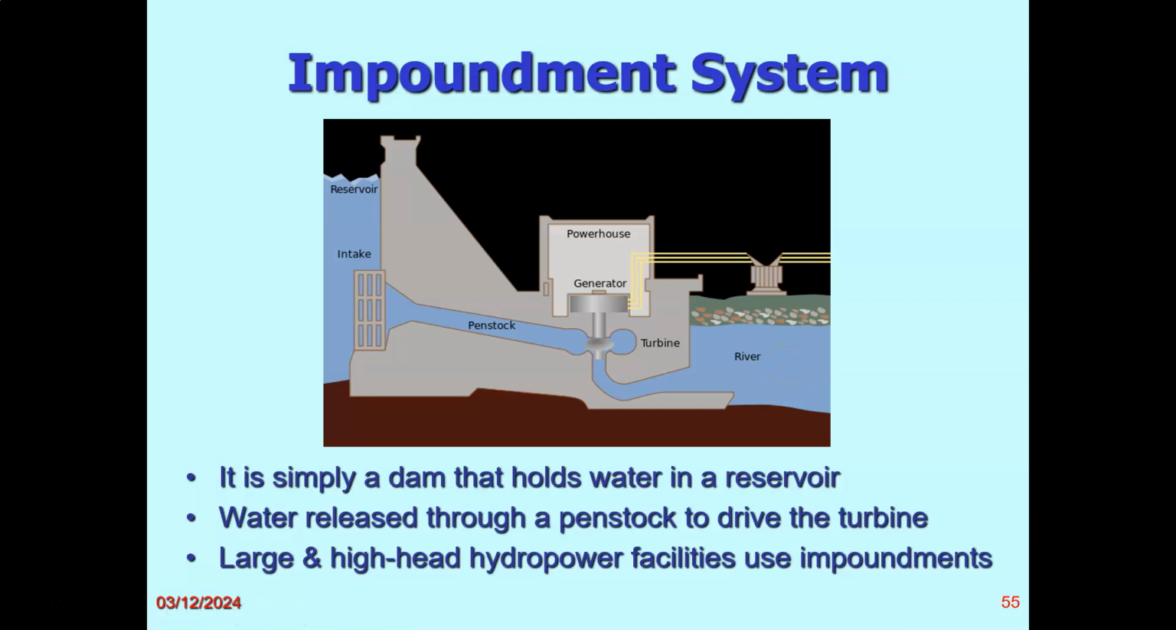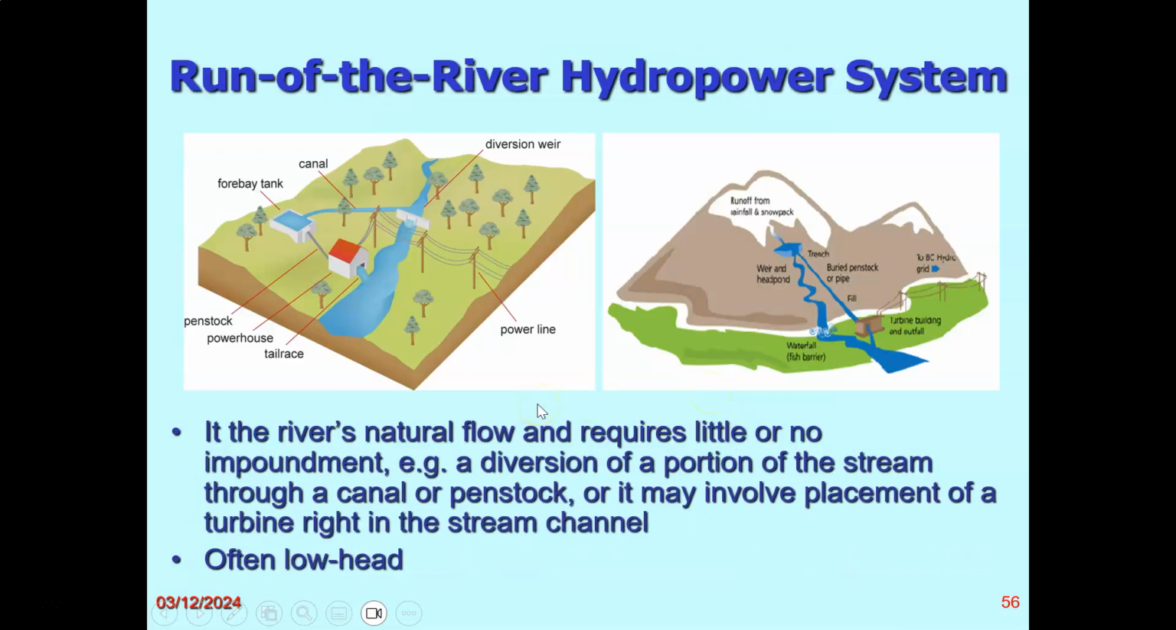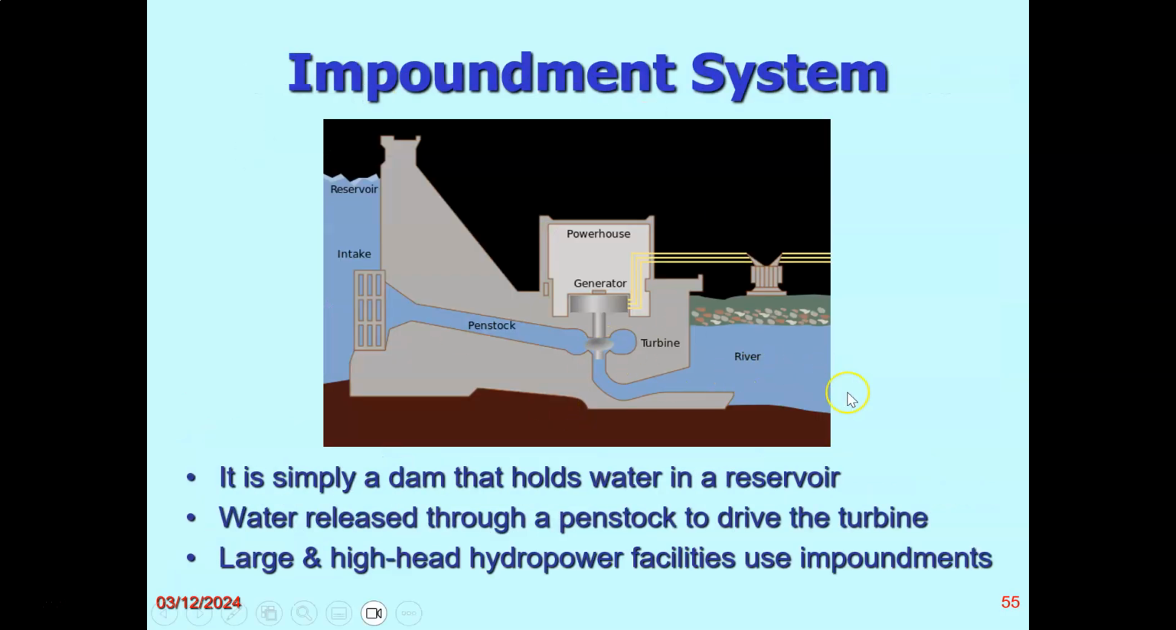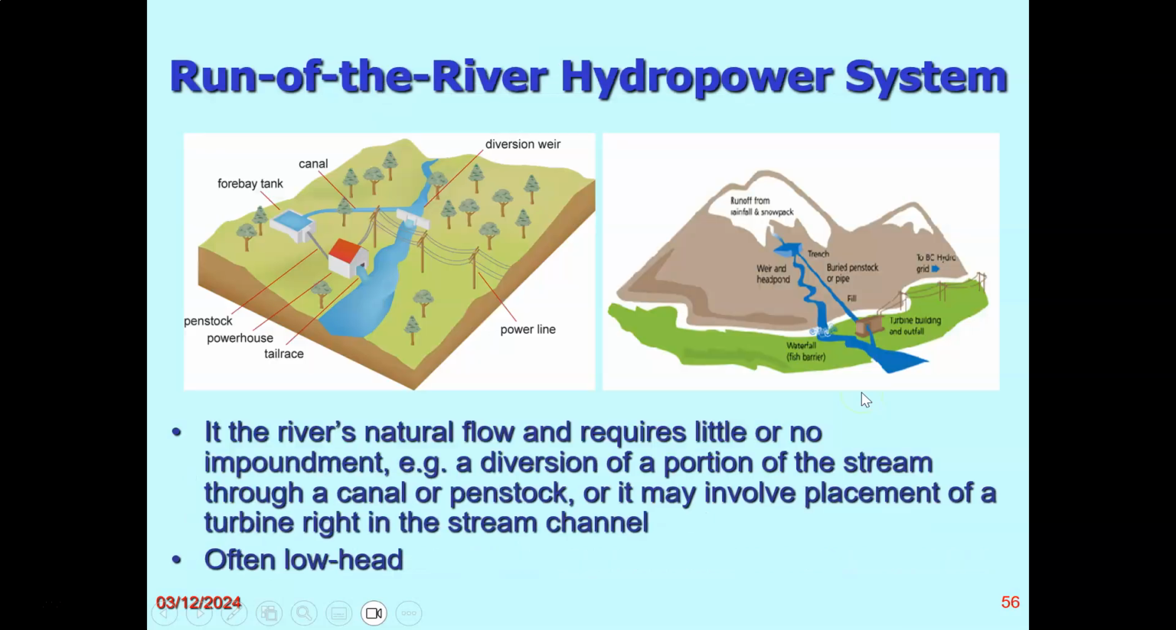So you can partially also play with or decide the impact. In this case, you have the dam that holds the water, so you have a reservoir here. The water is released through a penstock to drive the turbine, to feed the turbine. And then you can have, in this case, large and high-head hydropower to generate the power. This one in this slide can have a higher impact on your system.